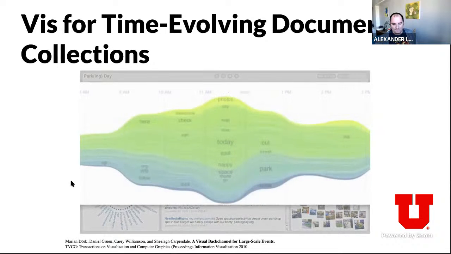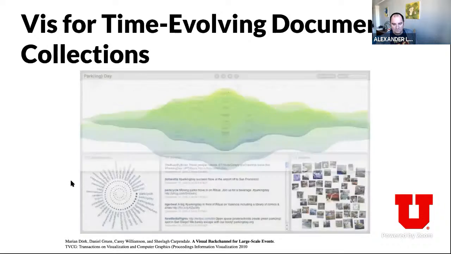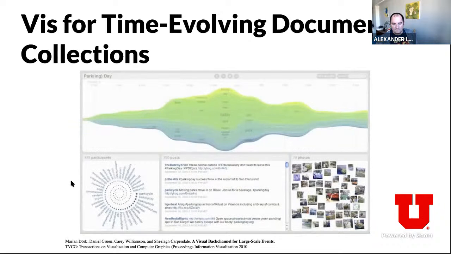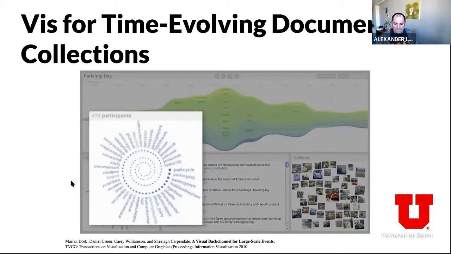Topic screens visualize the evolution of topics over time. The more active a topic is, the larger the stream appears. Newest topics are displayed on the top. Participants are displayed in the people spiral.